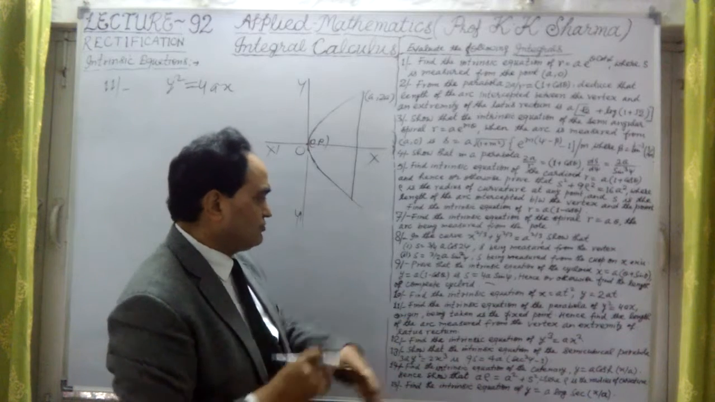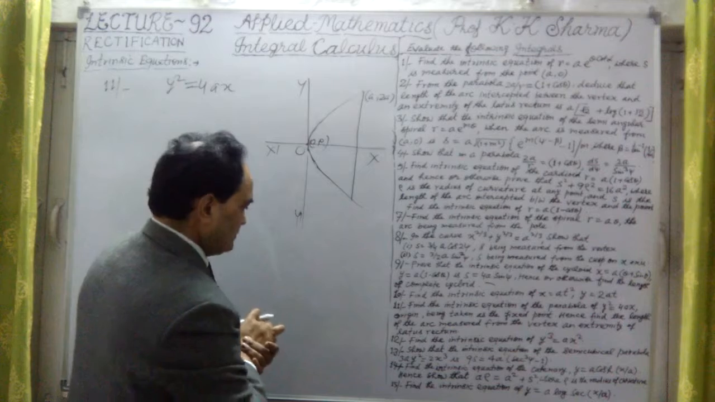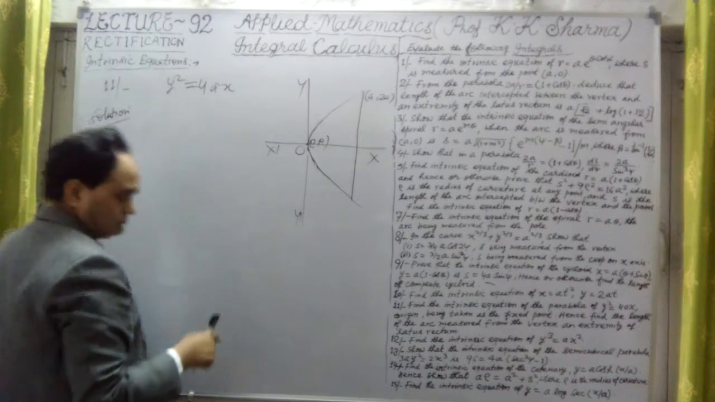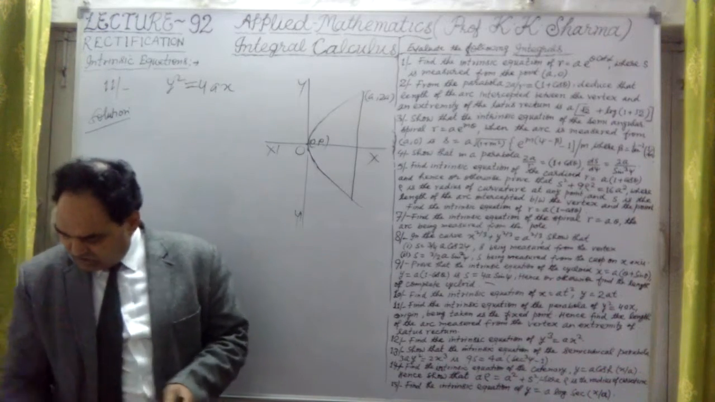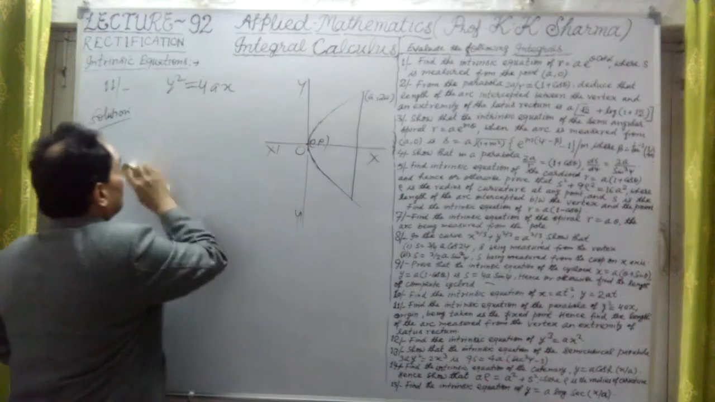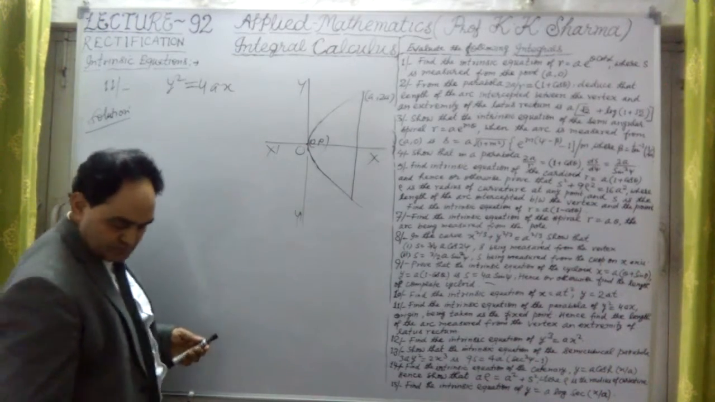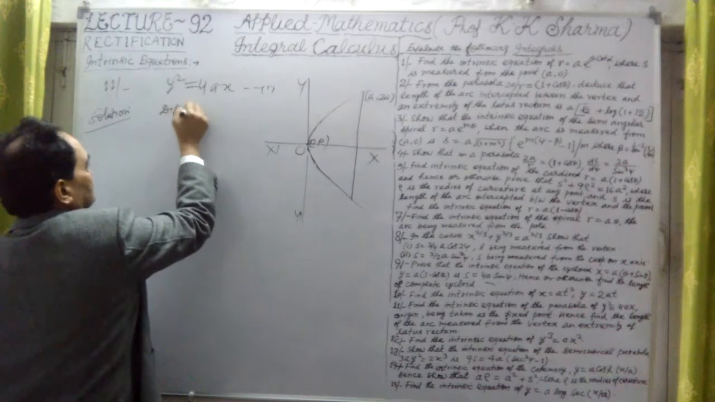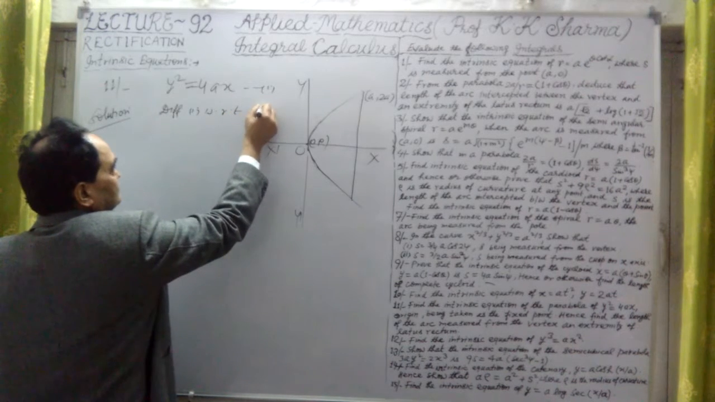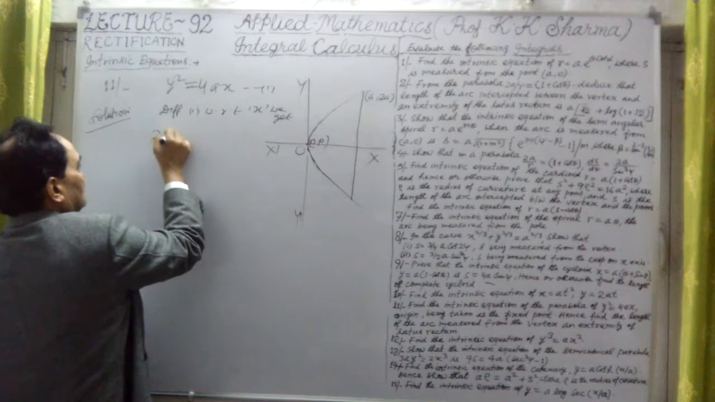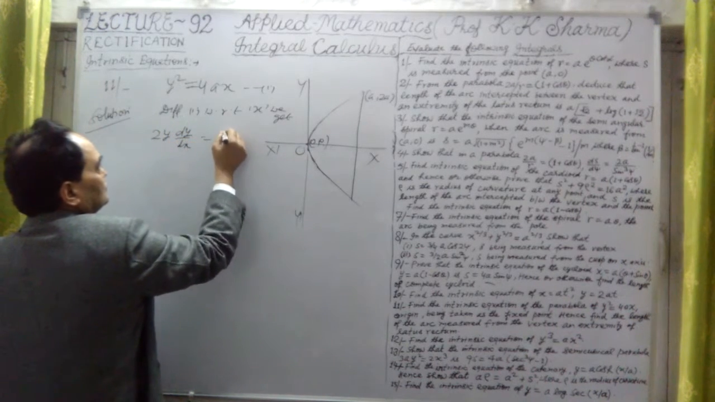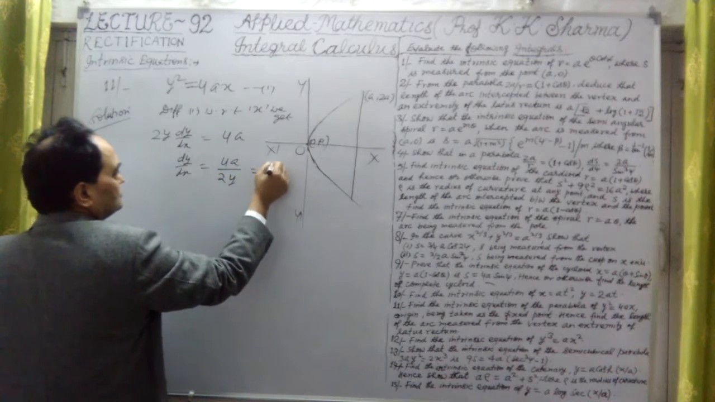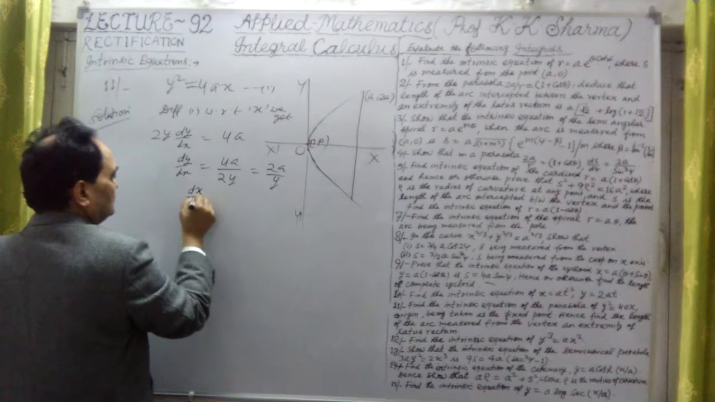Okay, so question number 11, find the intrinsic equation of the parabola y square equal to 4ax. Solution: this is equation number 1. Differentiating first with respect to x, we get twice y dy by dx is equal to 4a. Therefore, dy by dx equal to 4a upon 2y, or 2a upon y.